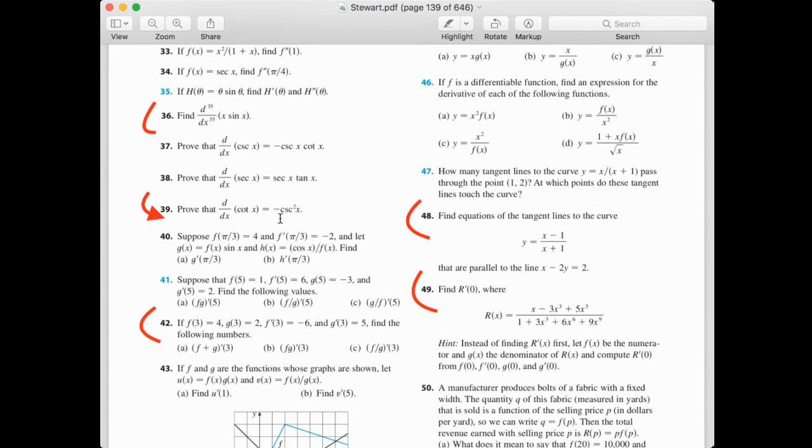So then you convert cotangent to its actual form, 1 over tangent x. And then you convert that actually to cosine x over sine x, right? So you take the derivative of each. The numerator, cosine x, has a derivative of negative sine x, and the denominator, sine x, has a derivative of cosine x.